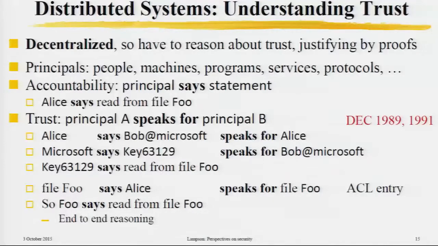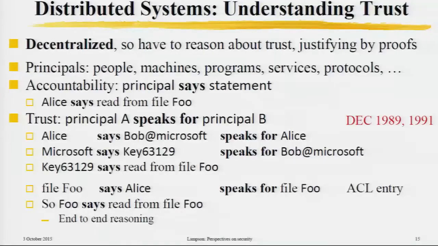So how does this work? Well, there's three basic elements of it. There are principals, which initially were people, but subsequently we realized that machines, programs, services, protocols, any component of the system can be thought of as a principal. The notion of accountability, which is that a principal makes some statement, then you have to decide whether you believe this statement based on whether or not you trust the principal. So canonical example, Alice says, read from file foo. Now, should I actually do that? That's the question of trust.